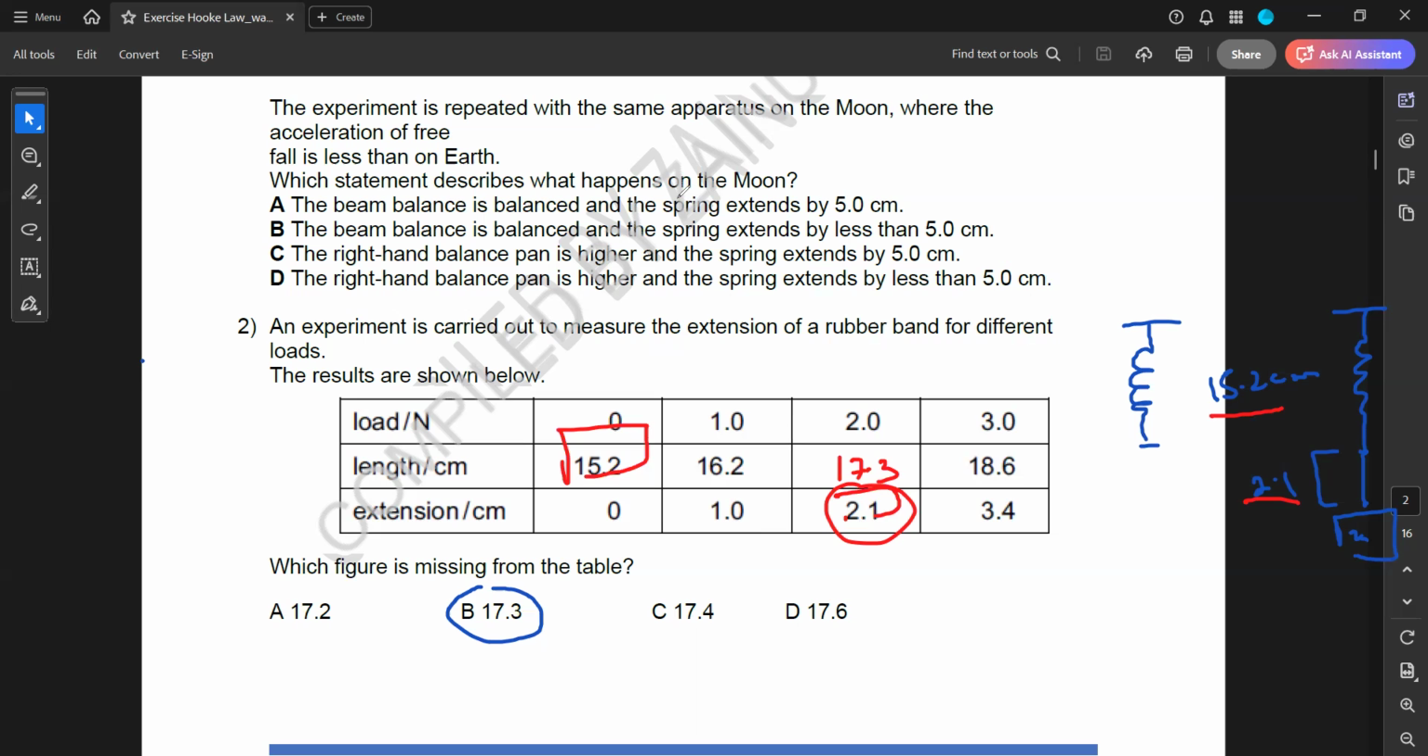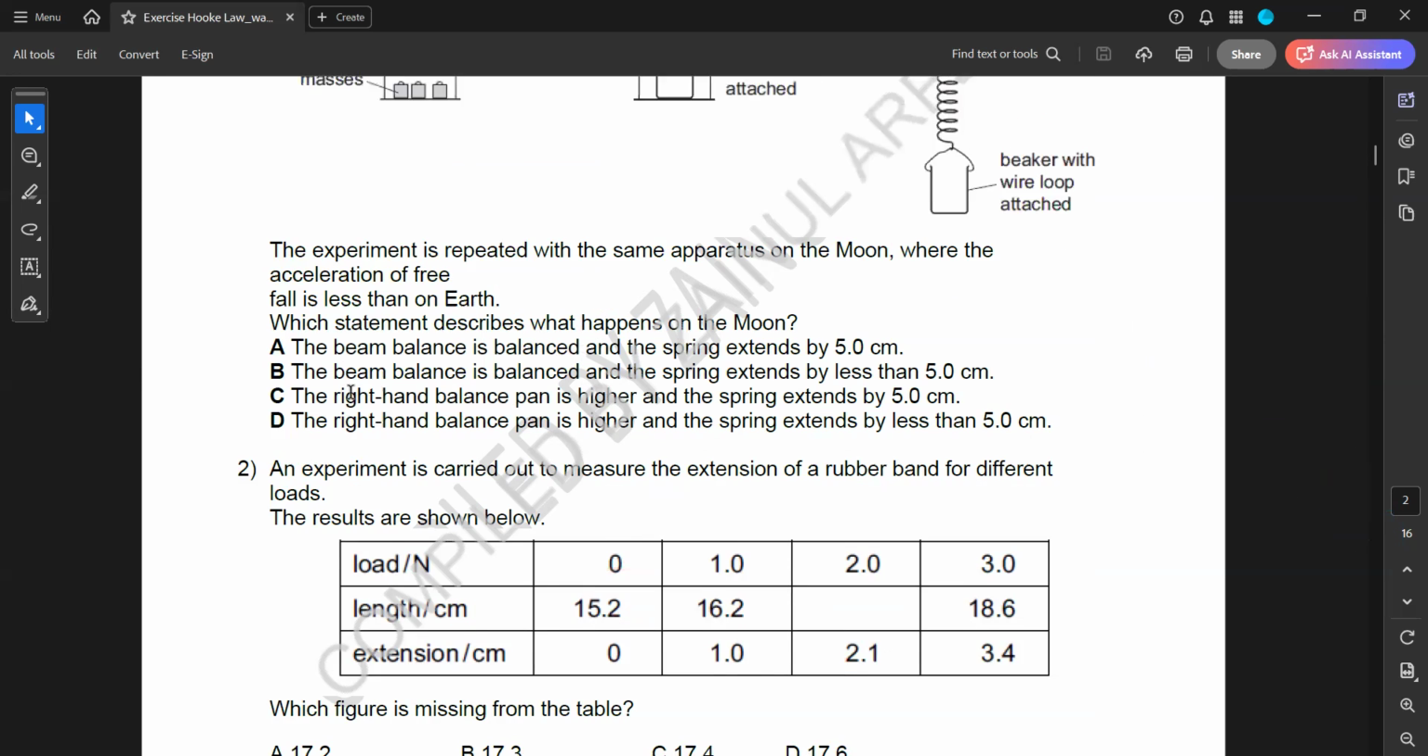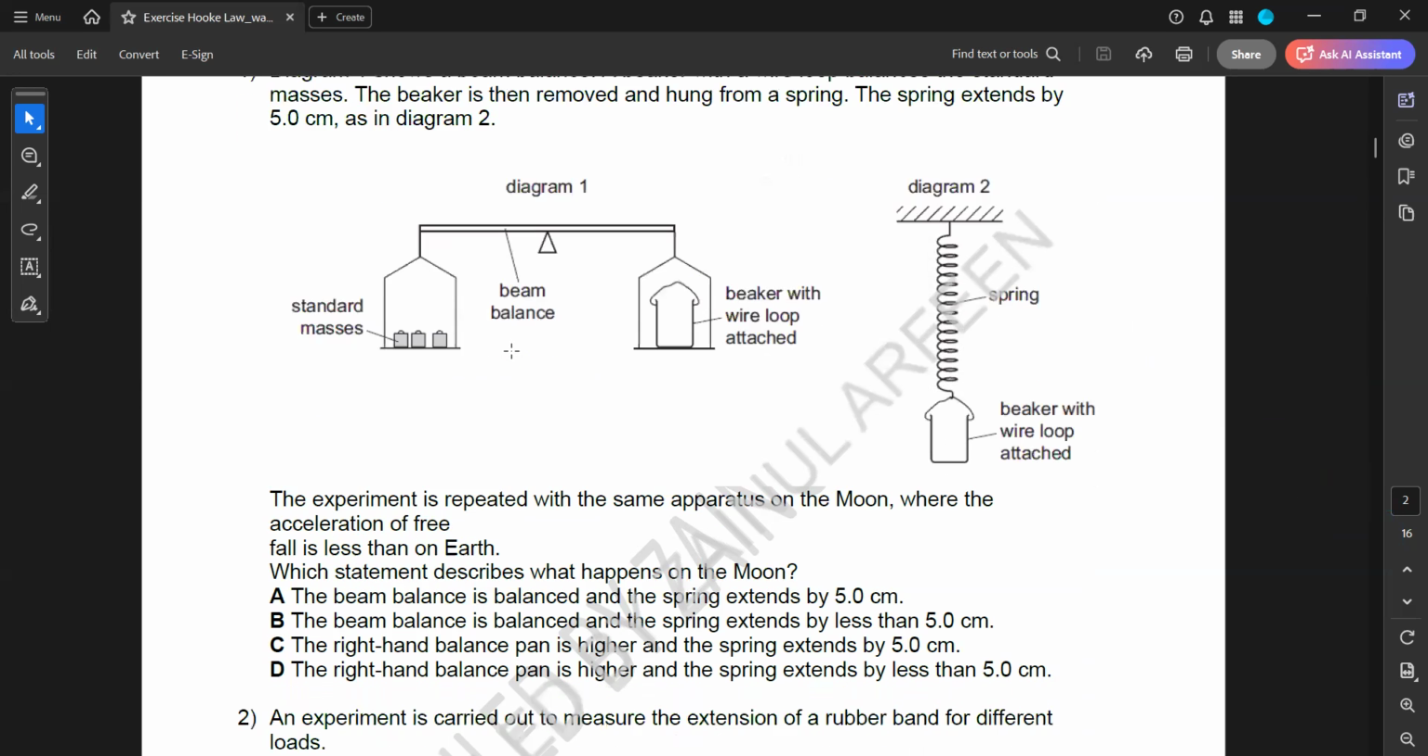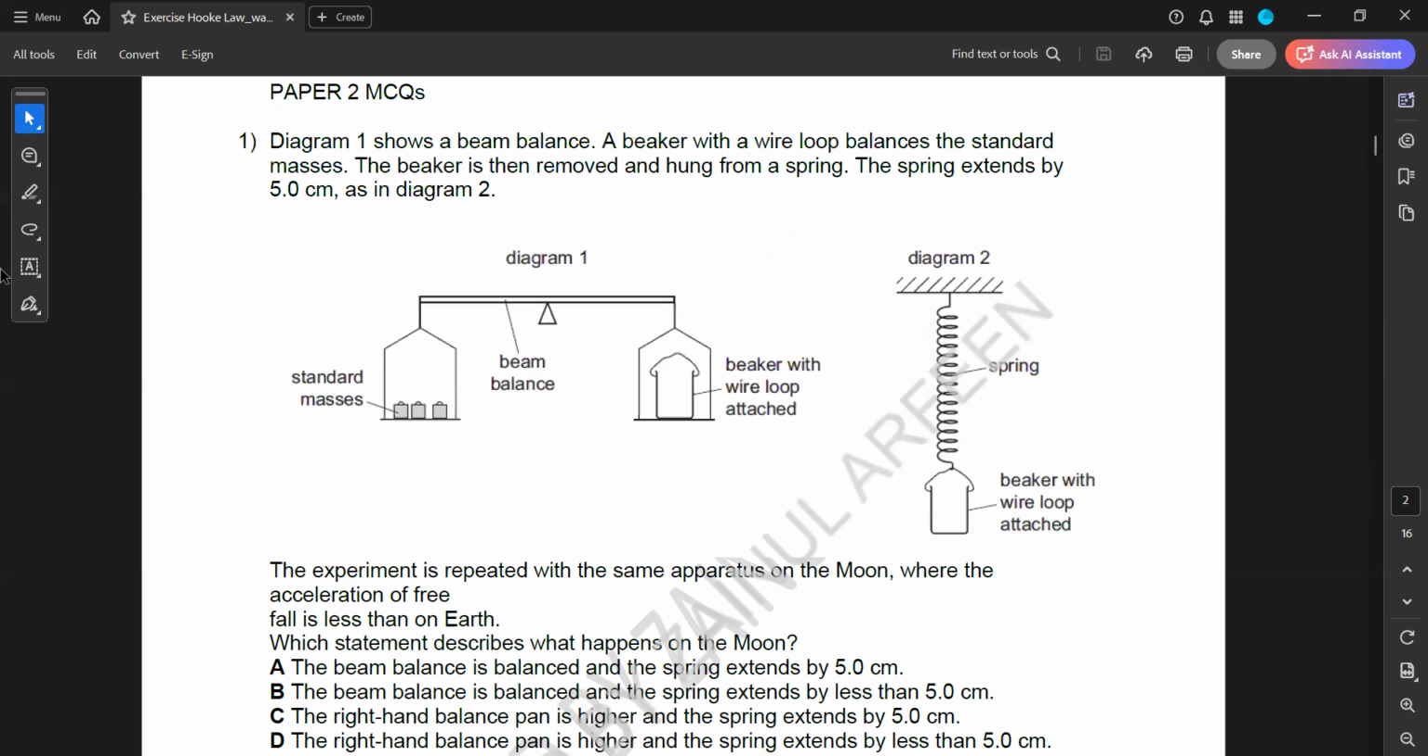For question number 1, as we know, the mass of an object does not change as we move from one place to another. The mass remains constant. The diagram shows a beam balance and a beaker with a wire loop balanced by standard masses. The beaker is then removed and hung from a spring and extended by 5 centimeters. The experiment was repeated with the same apparatus on the moon, where the acceleration of free fall is less than for Earth. Which statement describes what happened?